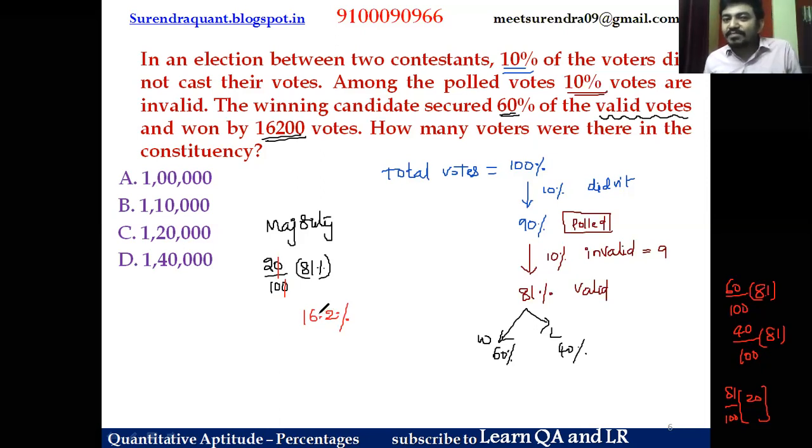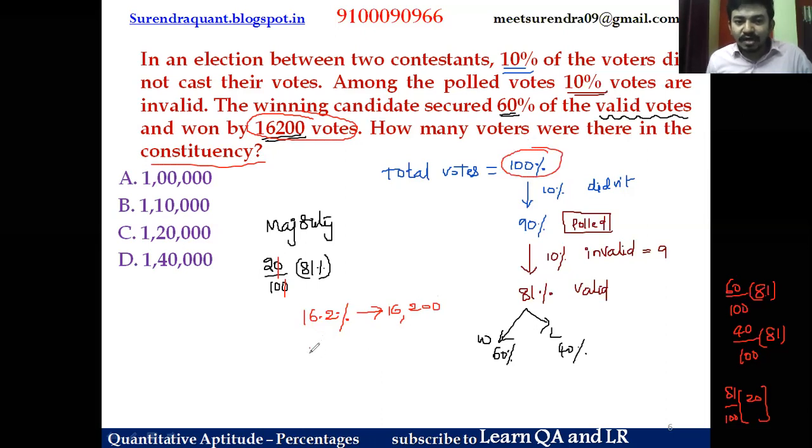16.2% of the total votes is majority, and that majority is 16,200 votes. Friends, 16.2% is 16,200. Then what is the question? How many voters are there in the constituency? So the total voters are 100%, right? So 100% is what?